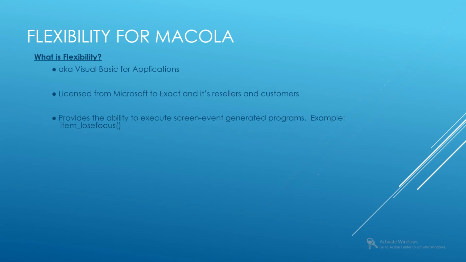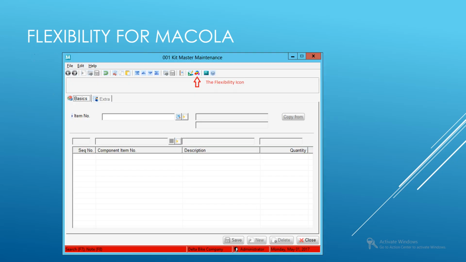It provides the ability to execute screen event generated code or programs, for example, item number lose focus. So based on that event on the screen, you can go out and execute other transactions or actions. It can call other executable programs, and I'll show you some of that in a minute. It has the ability to chain multiple events or take multiple actions based on previous actions. It's very powerful, and as you might have gathered, very flexible. And it works with Progression, Macola ES, or Macola 10.